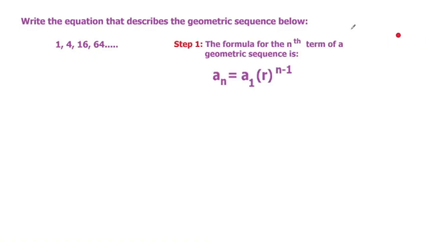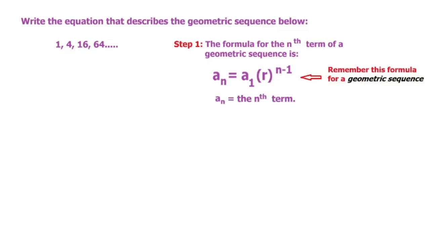So the first step is to know that the formula for the nth term of a geometric sequence is this. a_n equals a_1, where a_1 is the first term, times r^(n-1). And I'm going to explain all of these and they'll make complete sense, okay? So you would need to remember this formula for a geometric sequence.